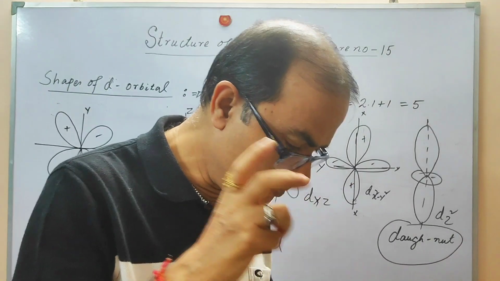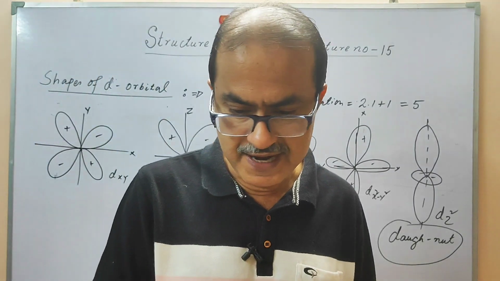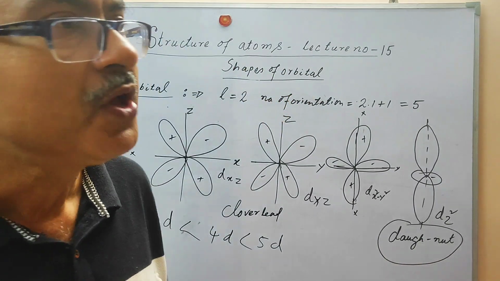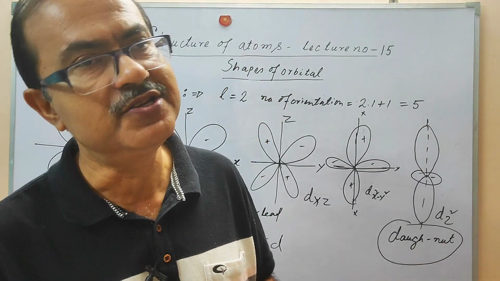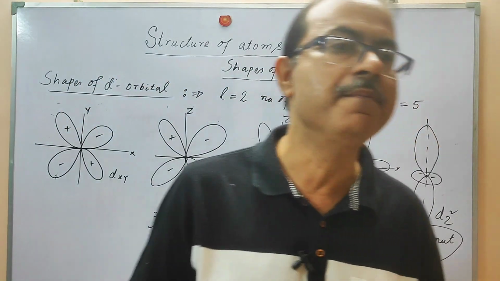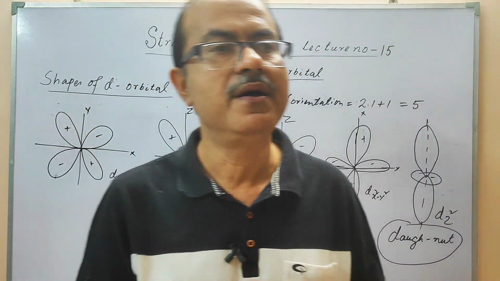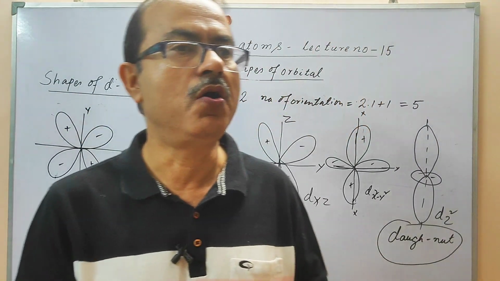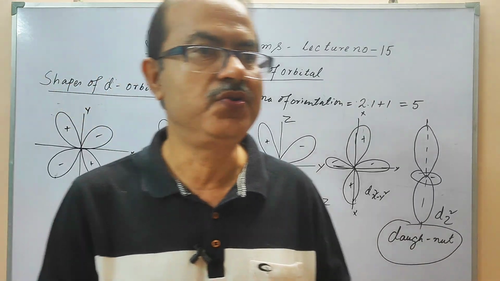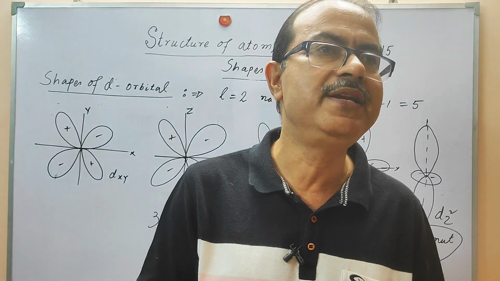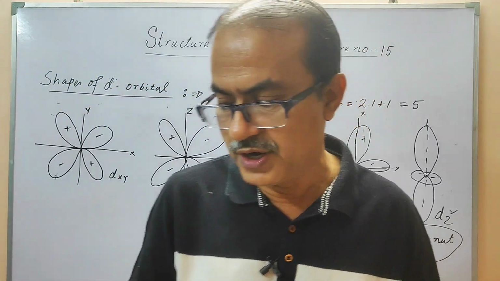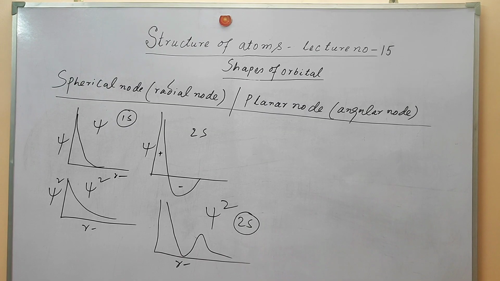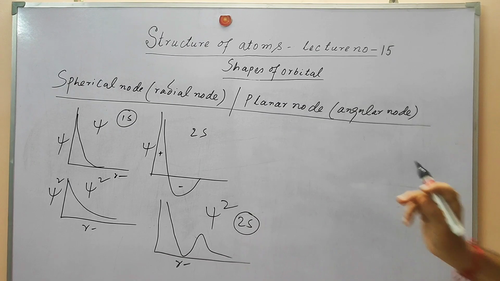Now one important thing that we need to understand is that the probability density function is not the same in all the places of the orbitals. That we are going to understand. Where the probability density is 0, it is called the nodal plane.